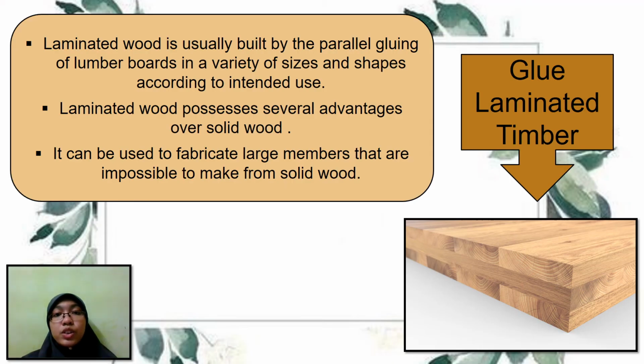Laminated wood is usually built by the parallel gluing of lumber boards in a variety of sizes and shapes according to intended use. Laminated wood possesses several advantages over solid wood. It can be used to fabricate large members that are impossible to make from solid wood.